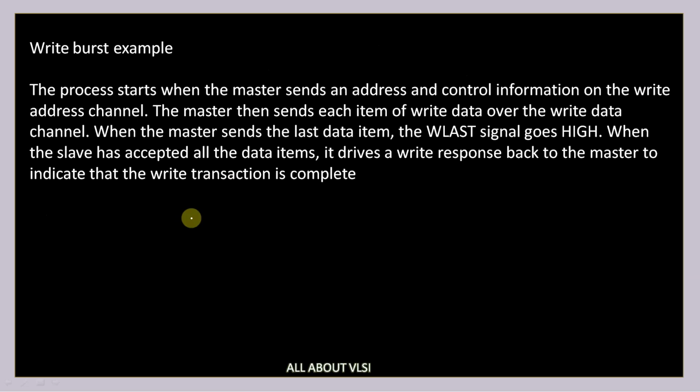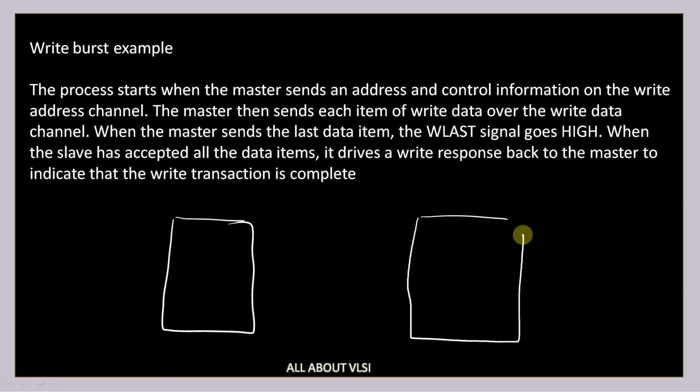Now let us try to understand this read transaction with one small example. This is my master and this is my slave. First of all, the master wants to perform a read operation. That means the data will travel from slave to master. This is my read operation. To perform a read operation, the master is going to use the channel which is known as the read address channel.